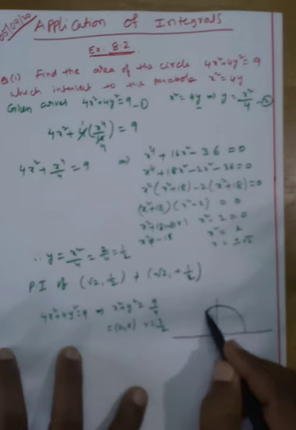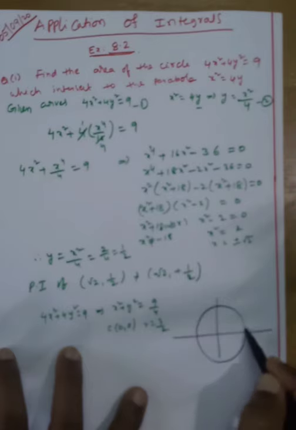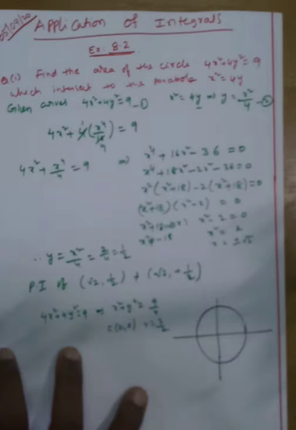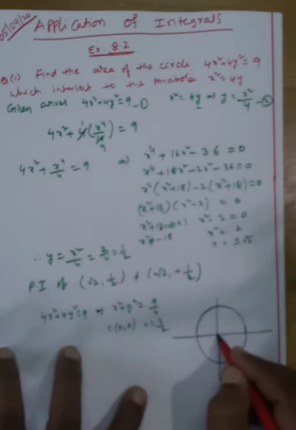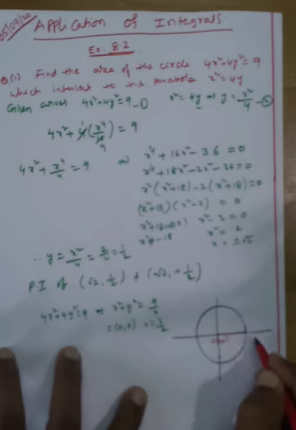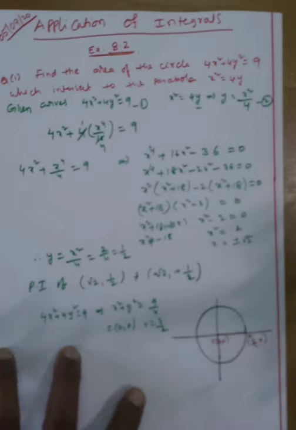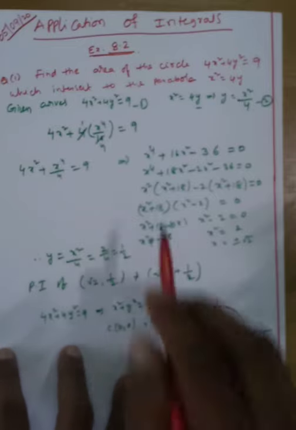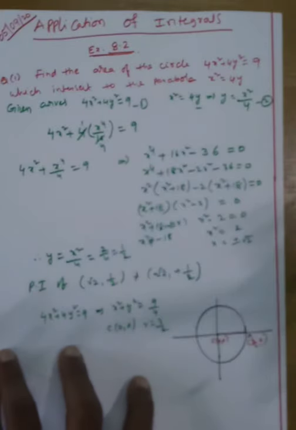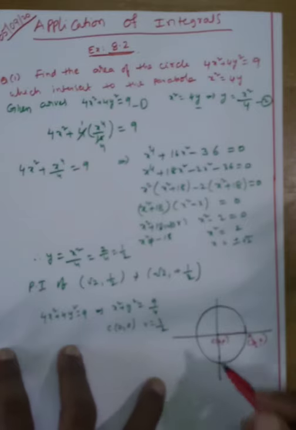This is the circle. It has the center 0 comma 0. This is the radius, radius is 3 by 2, that is 3 by 2 comma 0. Okay, my dear students. Now this is x square equal to 4y. X power is even, and x power even means symmetric on the y axis.